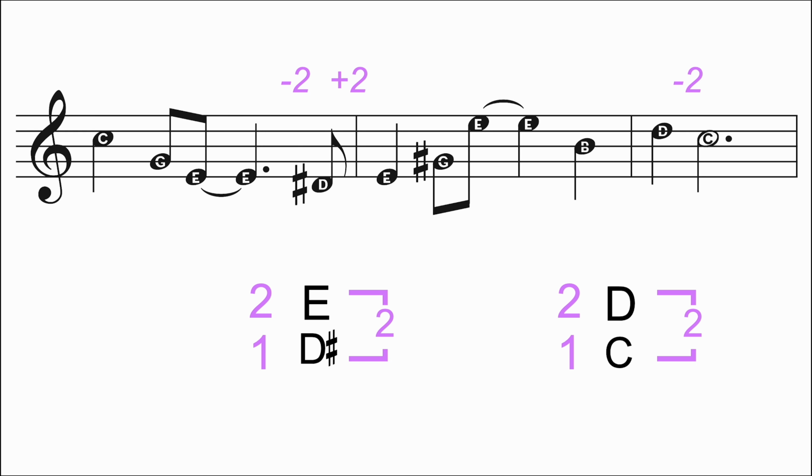So here I'm going to start with the second, so this E to D sharp would be a second, right? And you can see it goes down from the E down to D sharp, or the D sharp up to E, both would be seconds there. And later, you can see at the very end, I have this D down to C, right?